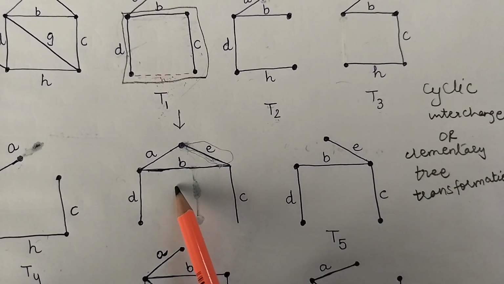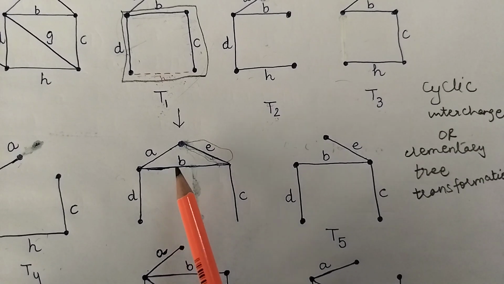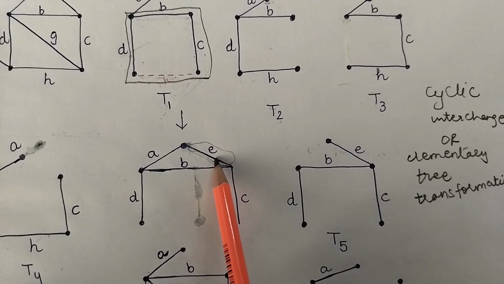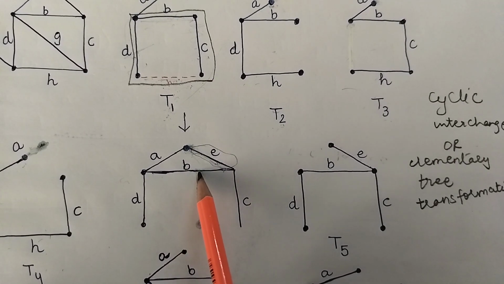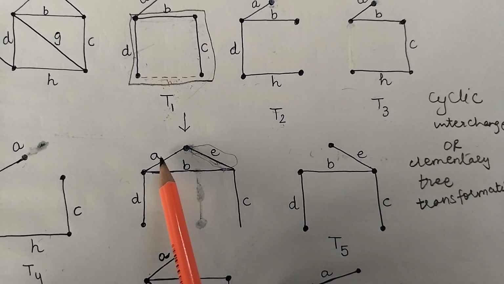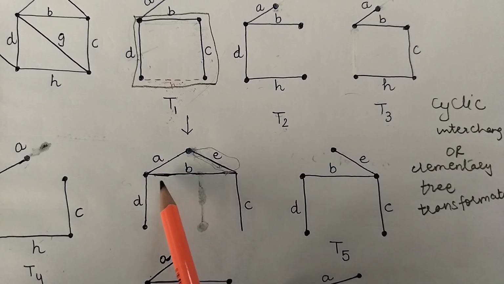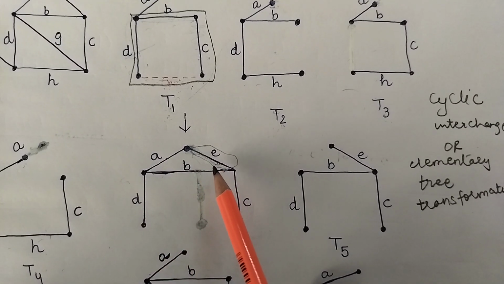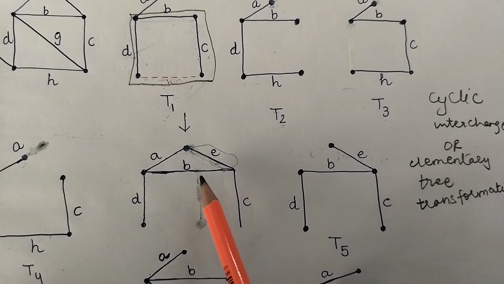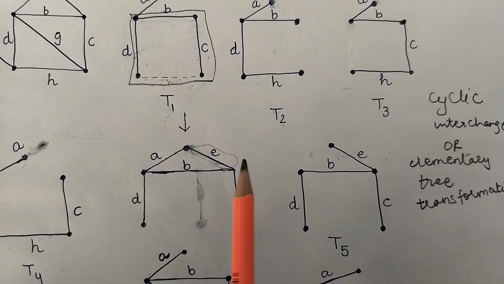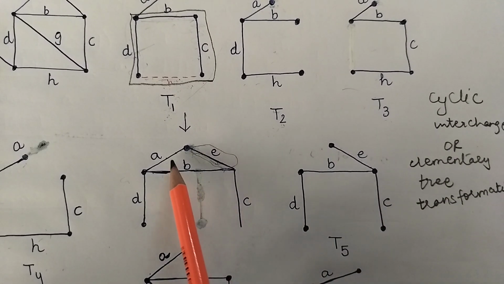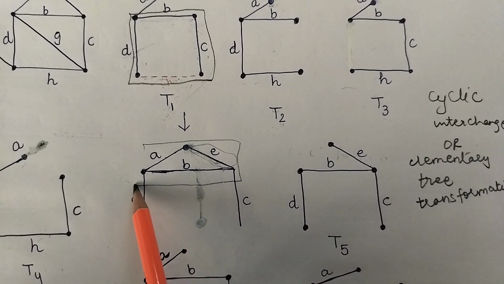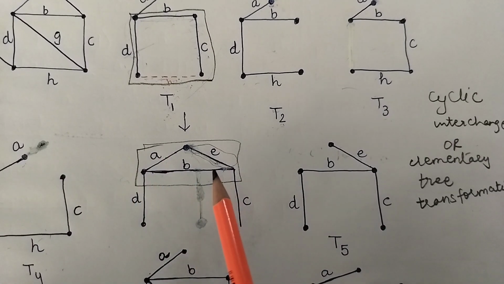Now again a fundamental circuit is formed, and as I said, after I add a chord to the spanning tree, a fundamental circuit is formed, and from this particular fundamental circuit, when we remove an appropriate branch, we get another spanning tree, right? So thus we have a procedure for generating spanning trees for any given graph.